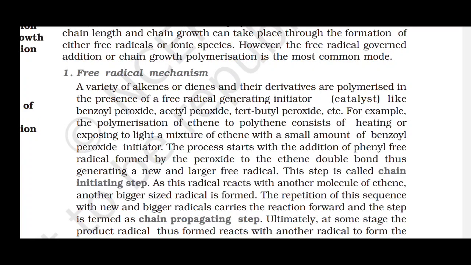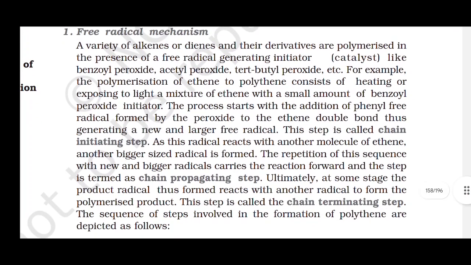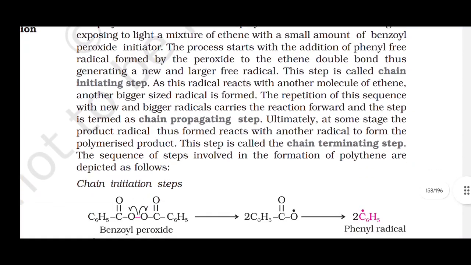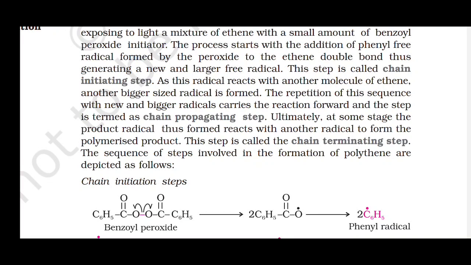As this radical reacts with another molecule of ethene, another bigger size radical is formed. The repetition of this sequence with new and bigger radicals carries the reaction forward, and the step is termed as chain propagating step. Ultimately, at some stage, the product radical thus formed reacts with another radical to form the polymerized product. This step is called the chain terminating step. The sequence of steps involved in the formation of polythene are depicted as follows.